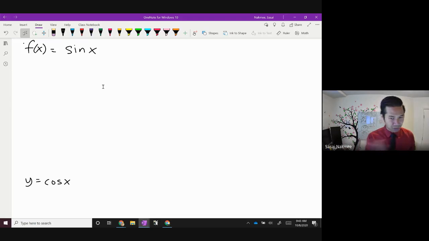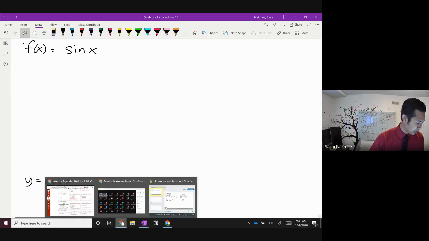So before we actually work into it, what I want to do is show you guys a graph of sine of x, and then let's talk about what do you think the derivative might look like? What do you think the derivative might look like?